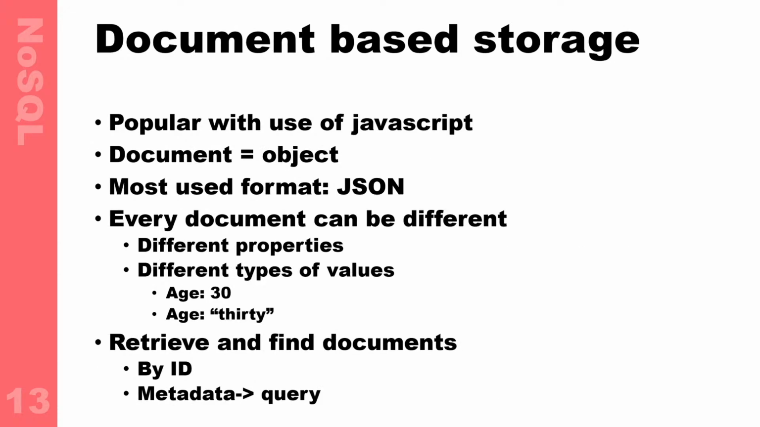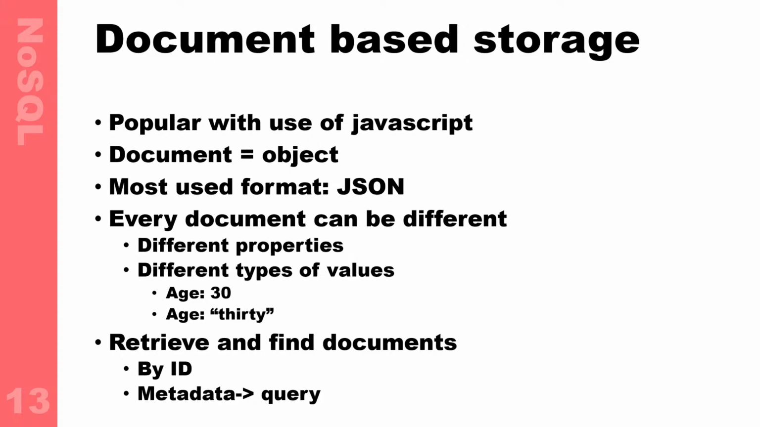So again, about columns a bit later. Document-based storage is what we are going to use. It's very popular in JavaScript. One document is one object, and the format is JSON. So you already know that. The board game file you've been using is JSON.